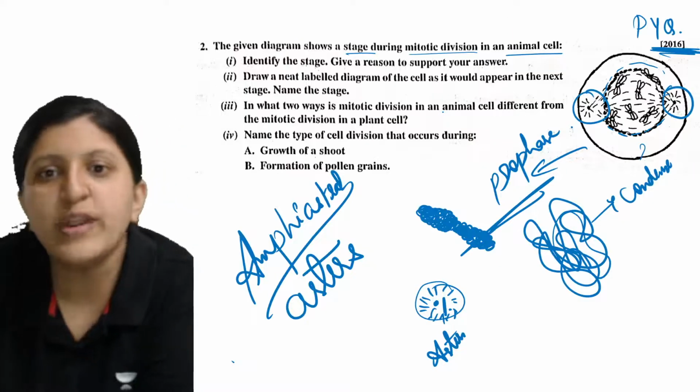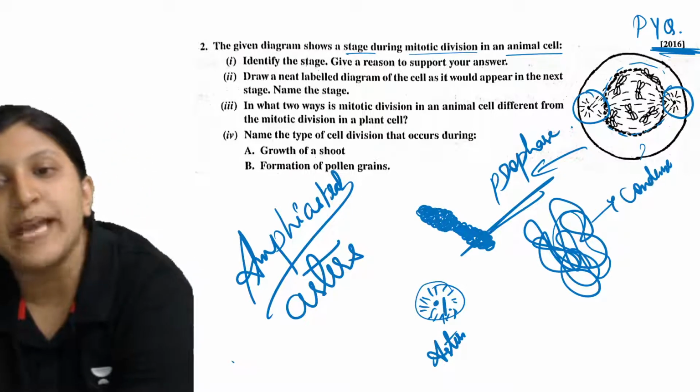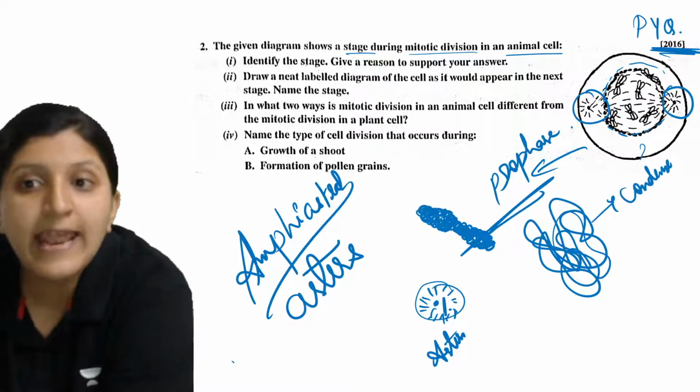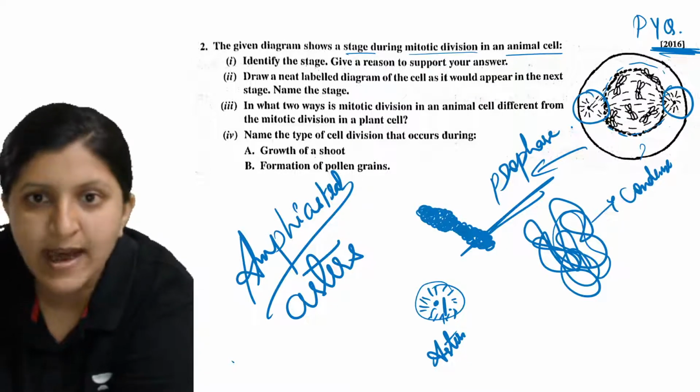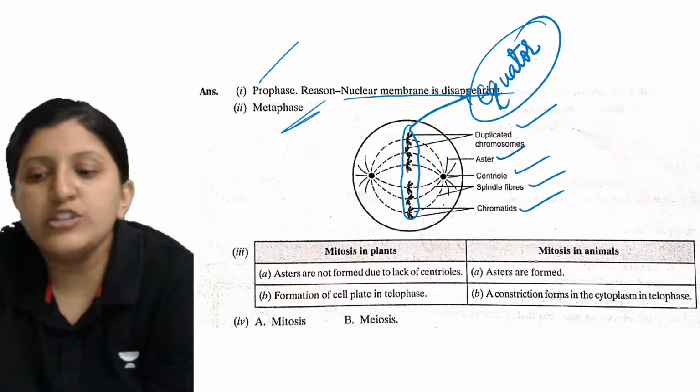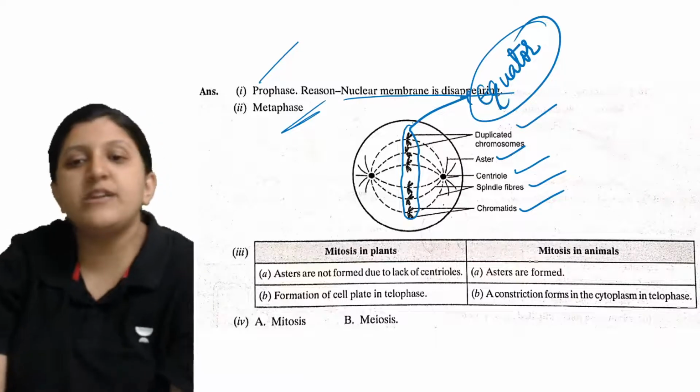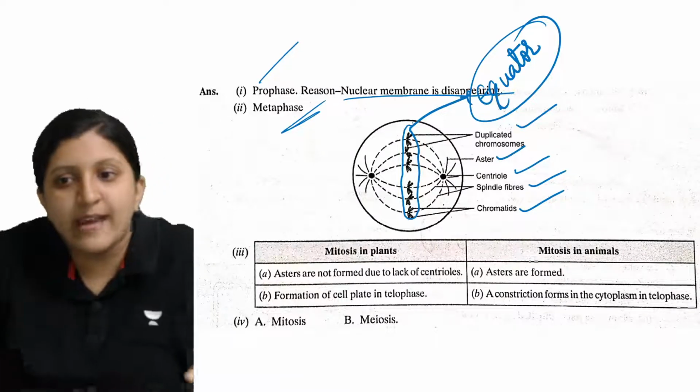So moving on to the next one, in what two ways is mitotic division in an animal cell different from the mitotic division in a plant cell, is asked. So again, what is the difference in mitosis in plants and animals?